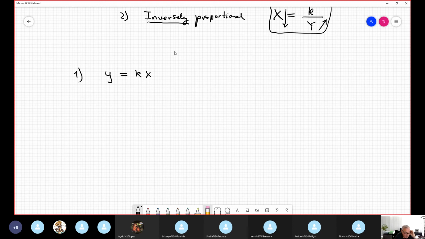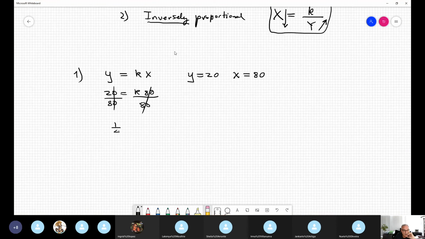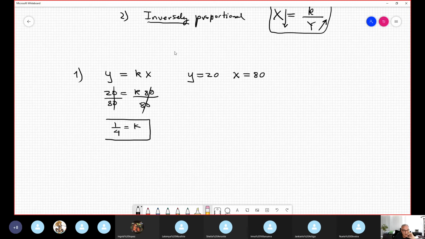Normally it's given one condition. When y is 20 when x is 8, you replace by substitution. Y is 20, this is the constant I need to look for, and this is 80. Divide both sides by 80, because my goal is to find the k, and the zeros cancel out completely. 2 divided by 8, 1/4 is k. End of story. In fraction or in decimal, either way. In decimal is 0.25.